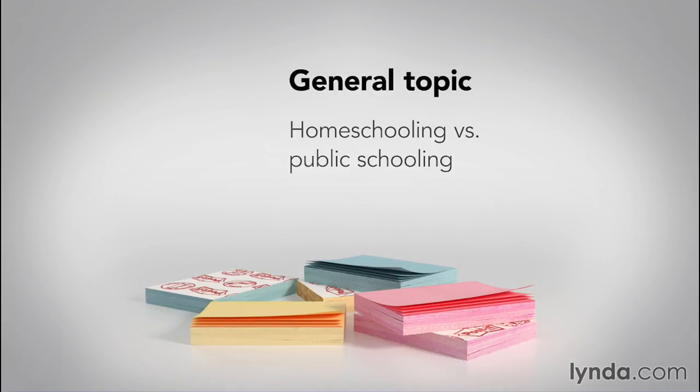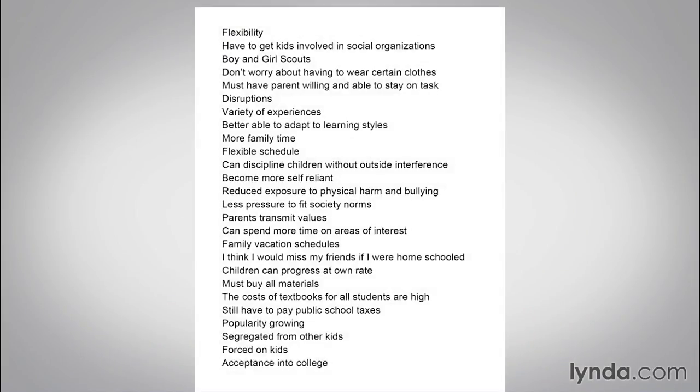Let's continue with our homeschooling versus public schooling research paper idea. You've read 12 sources and talked with a couple families with homeschooled children. A portion of your brainstorming list might look like this: flexibility. Don't worry about having to wear certain clothes. Disruptions. Flexible schedule. Children can progress at own rate. Segregated from other kids.